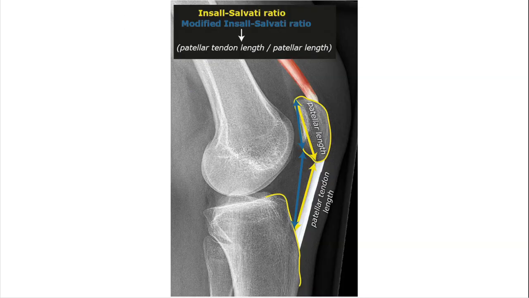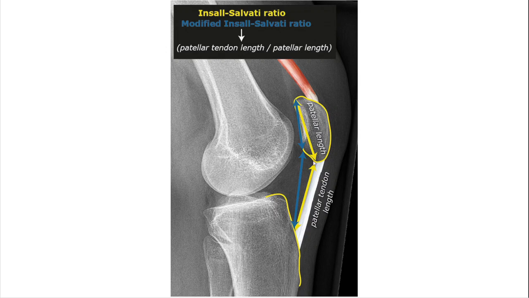Then there is something I added to this slide called the Insall-Salvati ratio. This is a ratio between the length of the patellar tendon, from the tibial tuberosity to the apex of the patella, divided by the length of the patella itself from the base to the apex.